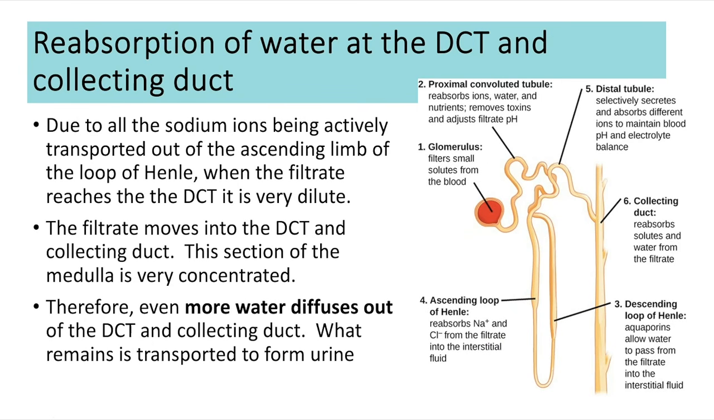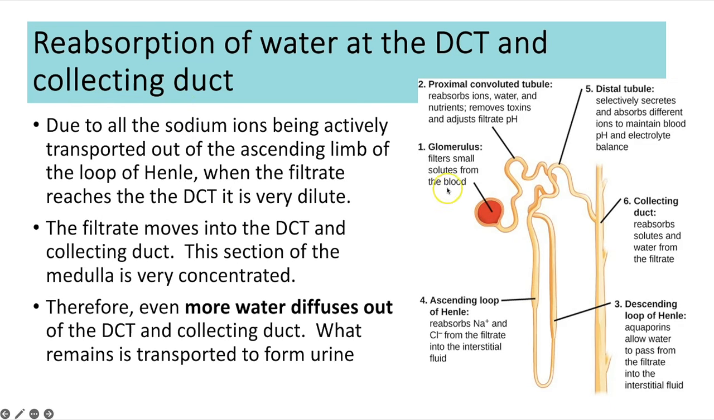So when the filtrate then moves to the distal convoluted tubule, or DCT, and the collecting duct, even more water is reabsorbed back into the blood. And that is because of all the sodium ions that are being actively transported out of the ascending limb of the loop of Henle, lowering the water potential.